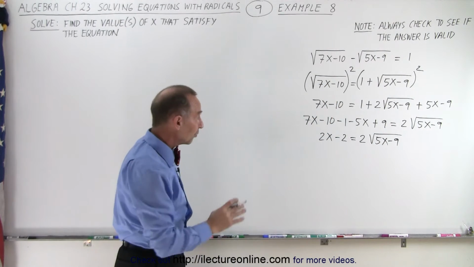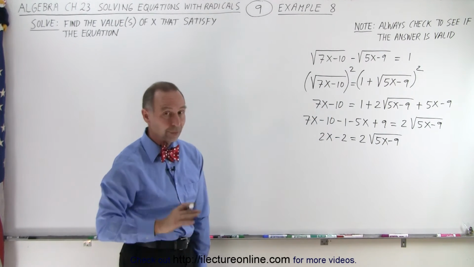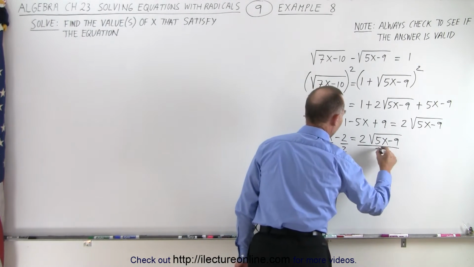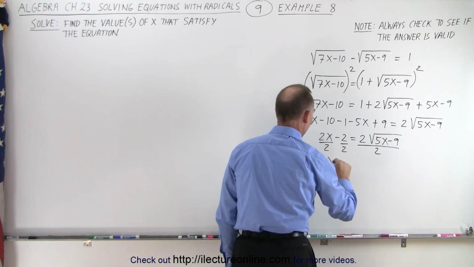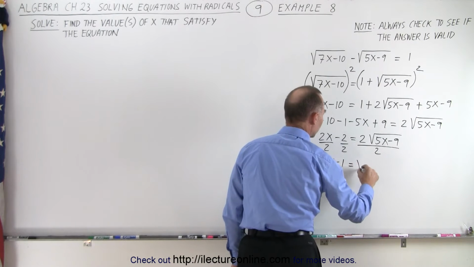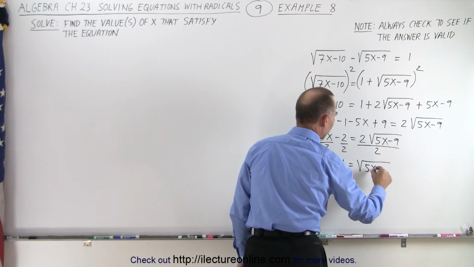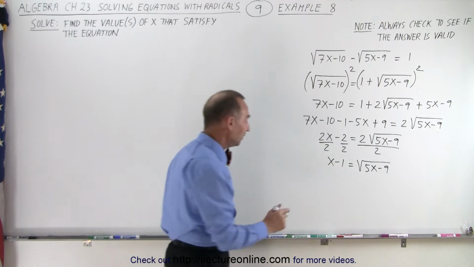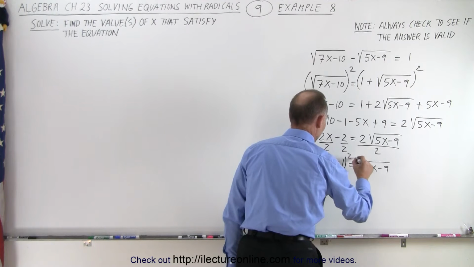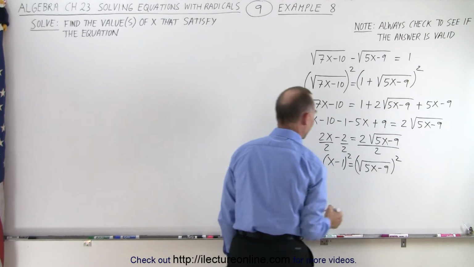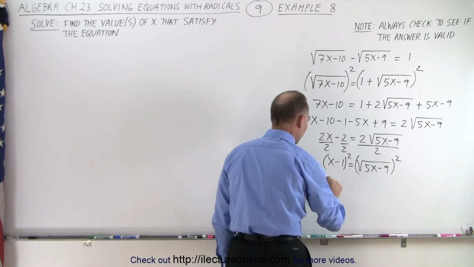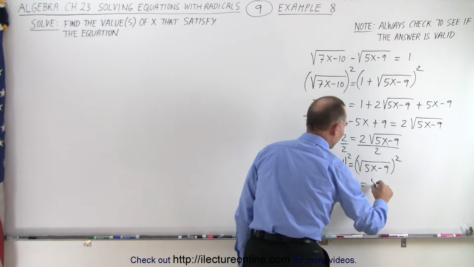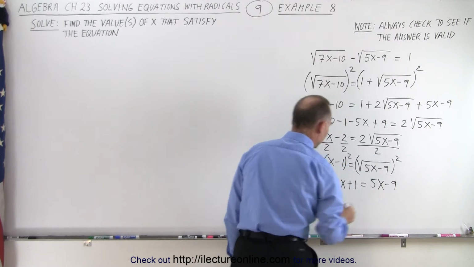Before we square both sides, notice that every term is even, so we can divide both sides by 2. Let's divide the left side by 2 and divide the right side by 2. This gives us x minus 1 equals the square root of 5x minus 9. Now we're ready to square both sides again. So we square the left side and we square the right side. On the left side we get x squared minus 2x plus 1. On the right side we get 5x minus 9.